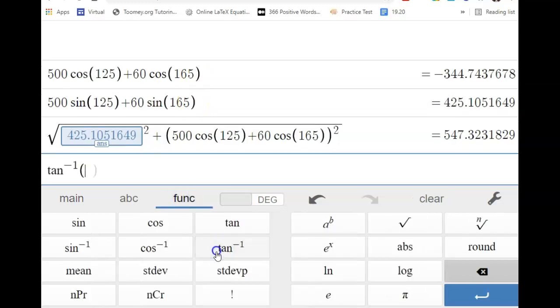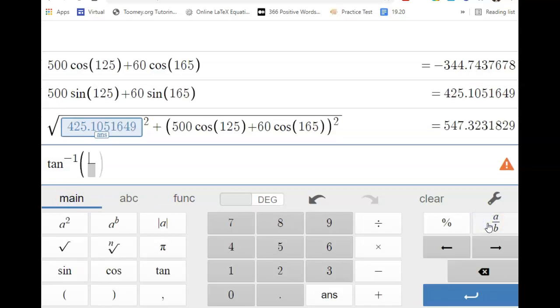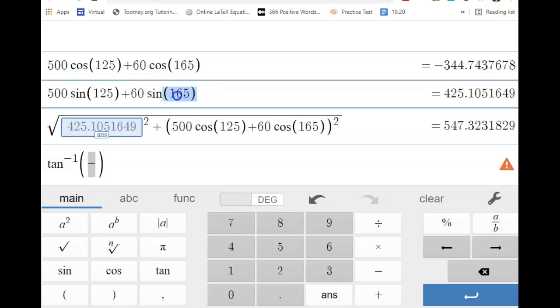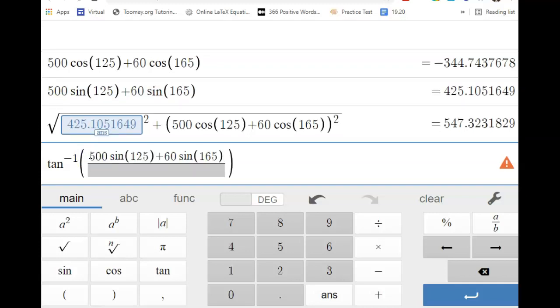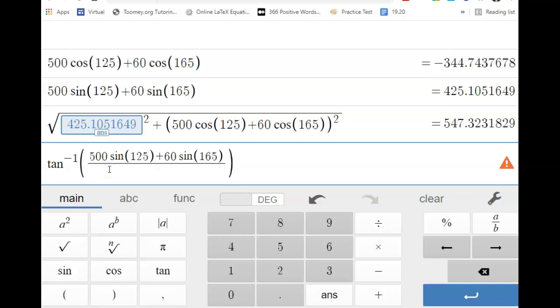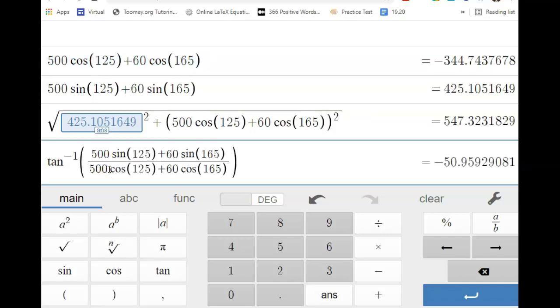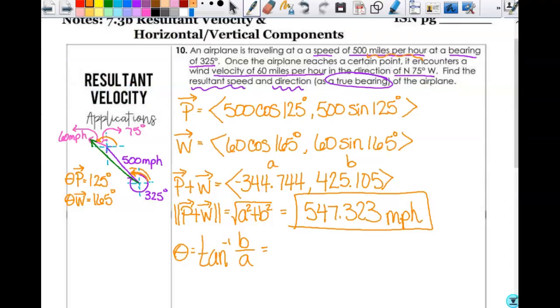So function, tangent inverse, and I want this to be a fraction. So B goes in the numerator. So I'm going to copy this, Control C. That's the B, it goes in the numerator. Control V. A is the denominator. So I'm going to copy A, Control C, put it right there, Control V. There's the tangent inverse. I get negative 50.959.